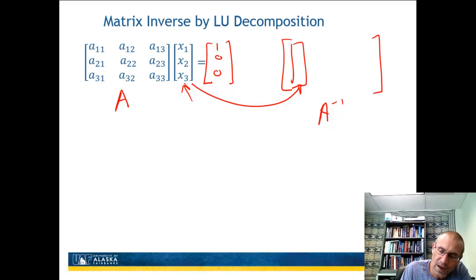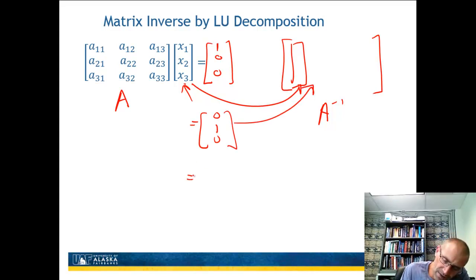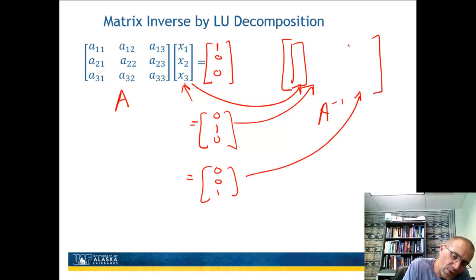So the first column is what I got when I put a 1 on the top. Then I'm going to set the right-hand side equal to 0, 1, 0, and you can probably guess that's going to be the second column. And then I'm going to set it equal to 0, 0, 1, and that right over there would be the third column. No matter how large my matrix is, here I'm looking at 3 by 3, but if I gave you 100 by 100, I would just do that 100 times.